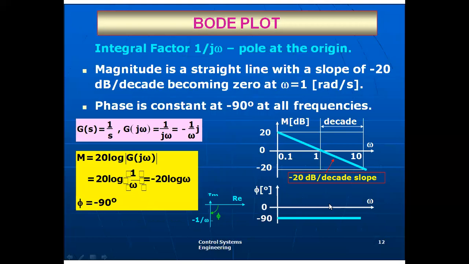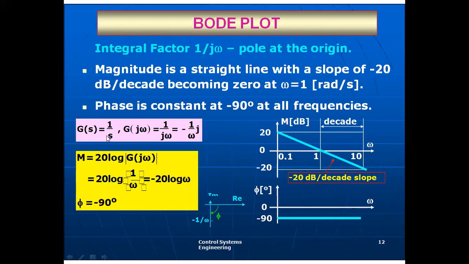And the next term, the integral factor, where these are the poles or zeros at the origin. So here 1 by j omega is a pole at the origin. For drawing the Bode plot for this factor, we'll get a magnitude as a straight line with a slope of minus 20 decibel per decade. It will become 0 at omega equal to 1.